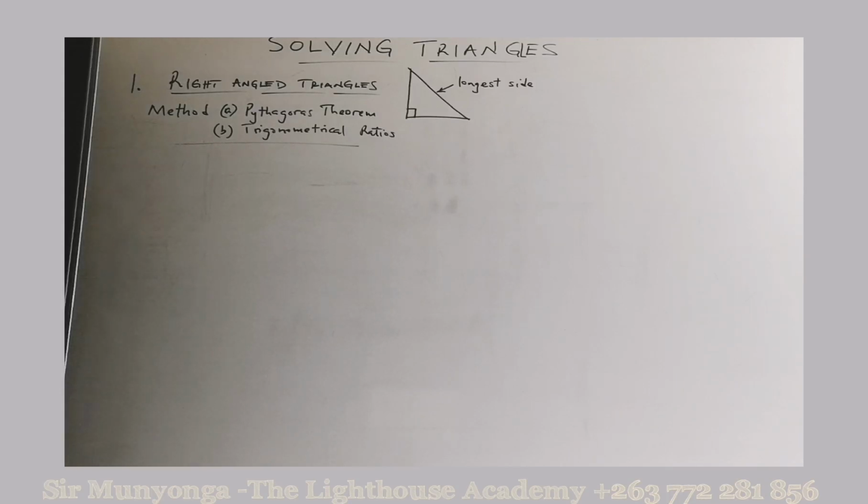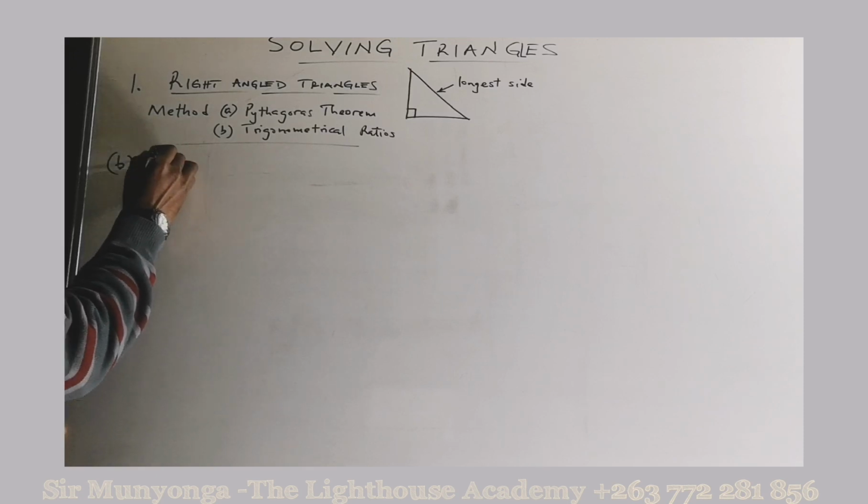Triangles part 2. In the first episode we covered the Pythagoras theorem, and we also identified its limitations, where we say the Pythagoras theorem is only applied when you're given two sides in a right angle triangle. So the other cases will be solved by trigonometrical ratios.